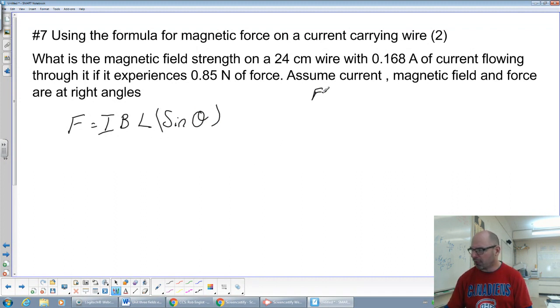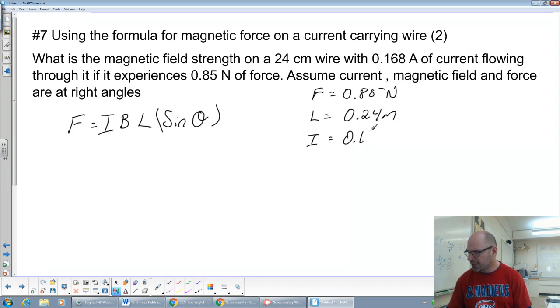Okay, so we know that the force is equal to 0.85 newtons, that the length of the wire, we have to write meters, so that's 0.24 meters. The current is already in amperes, so we don't have to change anything there.